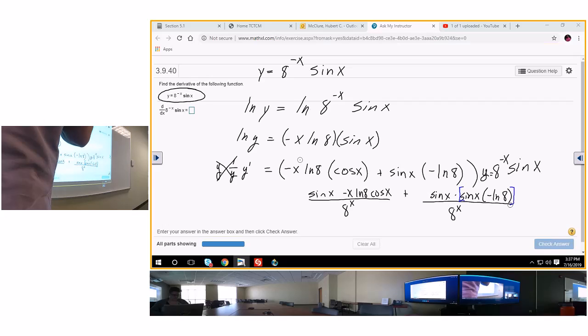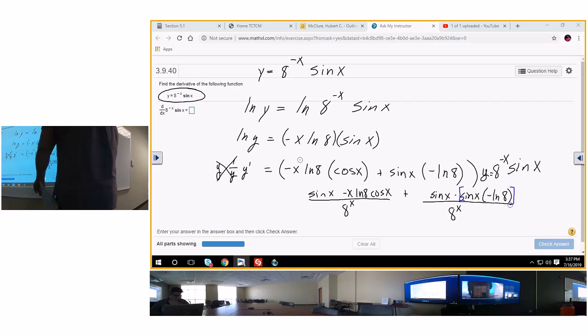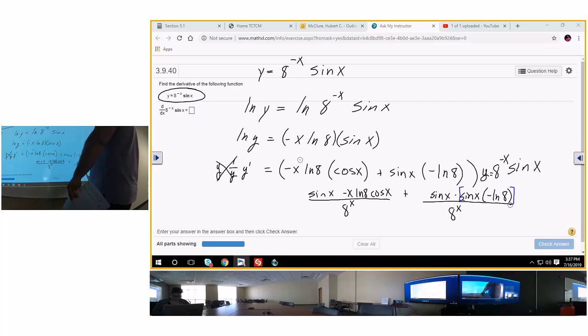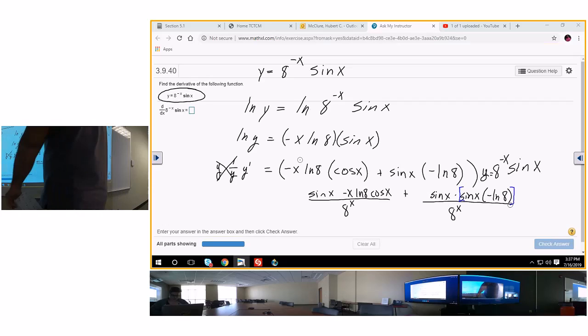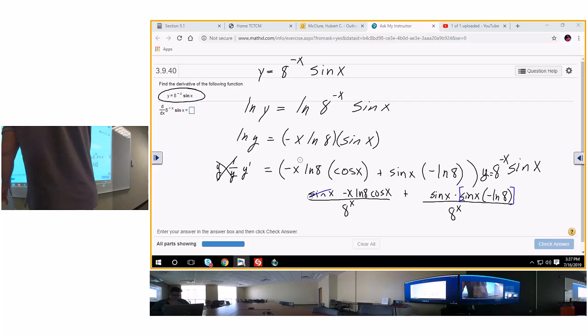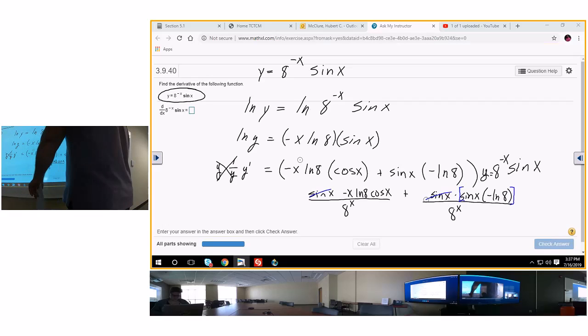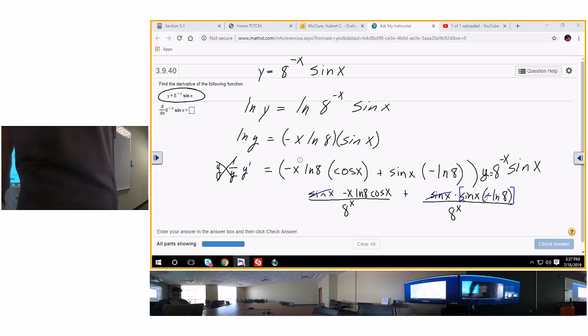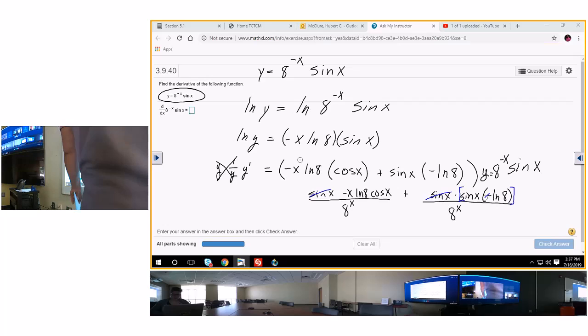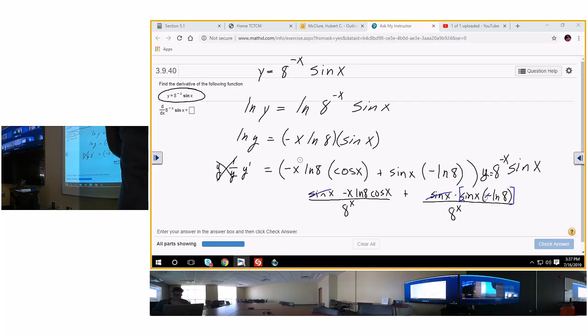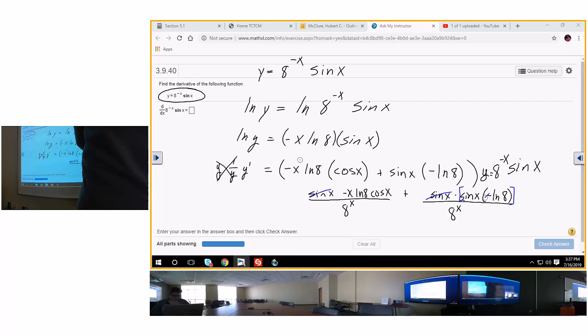That negative can come out right here. This is confusing because the negative right here can come out with this negative sign and cancel with this negative sign. So one of the signs cancels with that negative right there. The natural log of 8 can come out, and that's going to leave you with the natural log of 8 with cosine of x and the sine of x natural log. That's going to cover it.